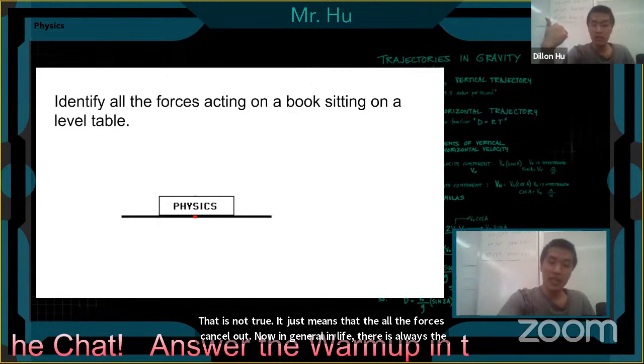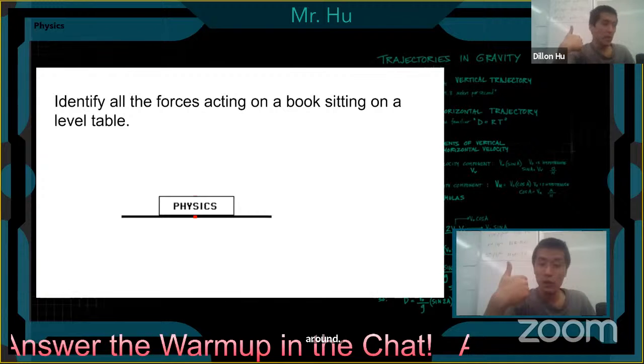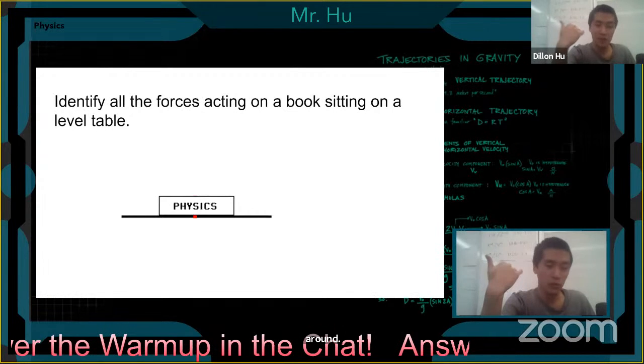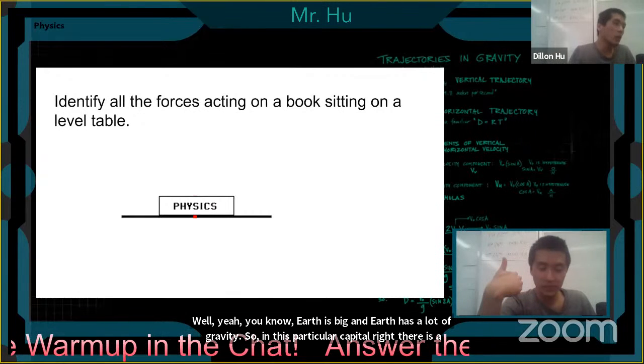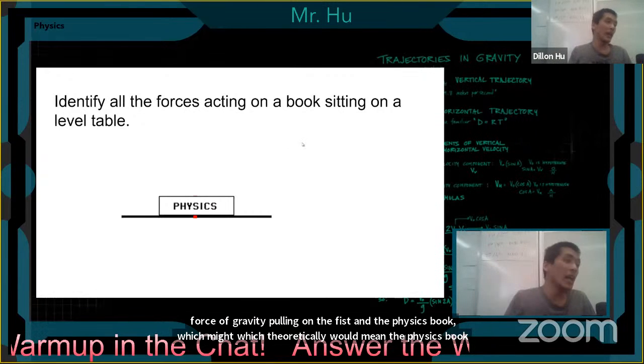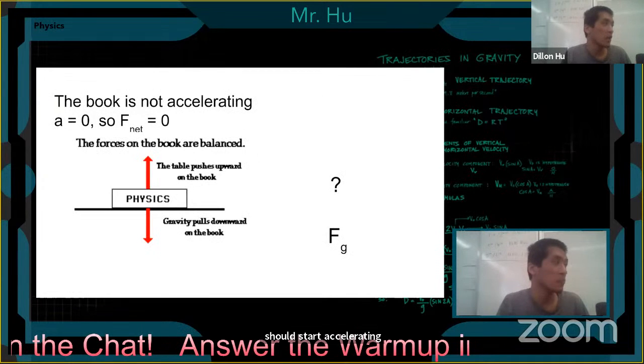However, this is not actually what happens. The physics book is not accelerating at all, which means that there has to be some other force counteracting the force of gravity pulling it down. There has to be some sort of upwards force. The upwards force being applied is how much force the table is applying on the book. So the book is not accelerating, which means the acceleration is zero, which means the net force is zero.